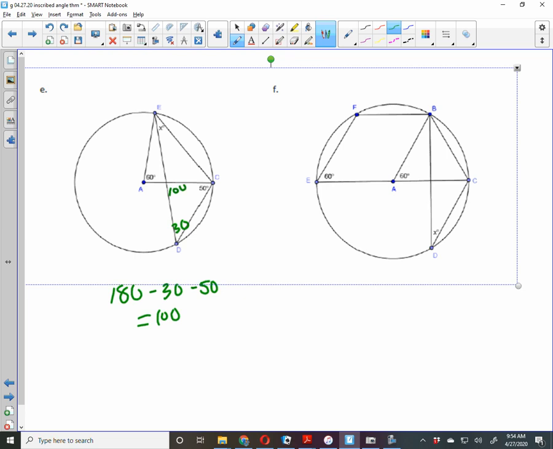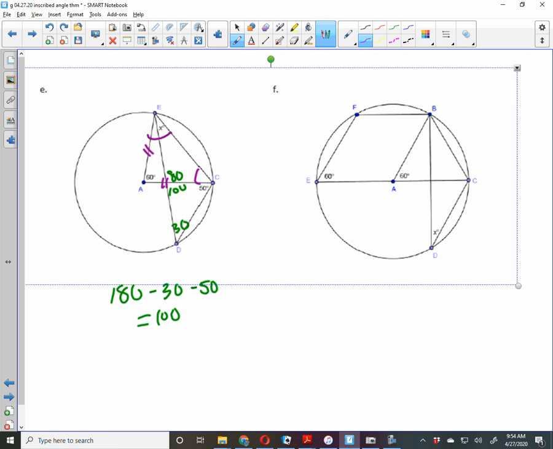That's an interesting one because that doesn't look like it's 100. That means this is 80 degrees, right? We know that this and this are radii. All radii are congruent. Therefore, this angle and this angle have to be congruent, right?